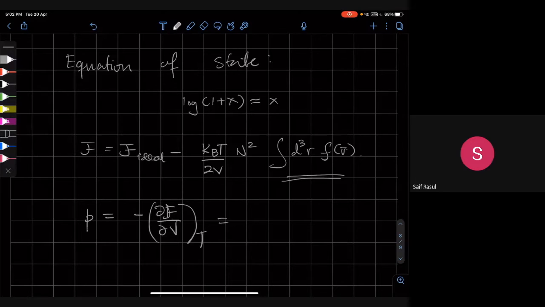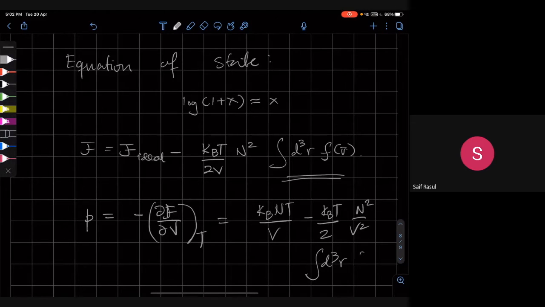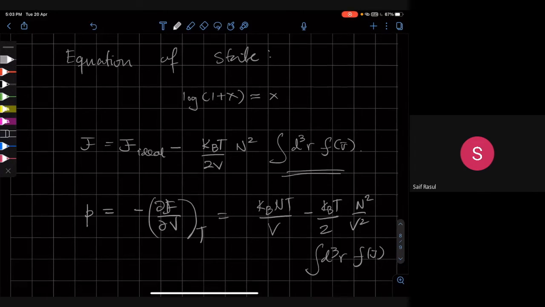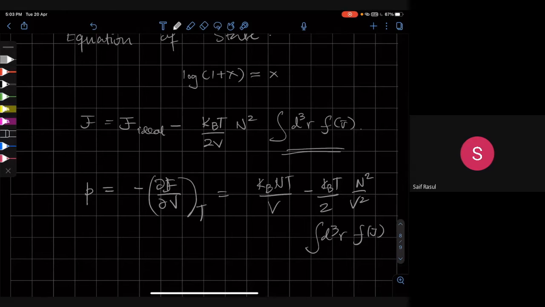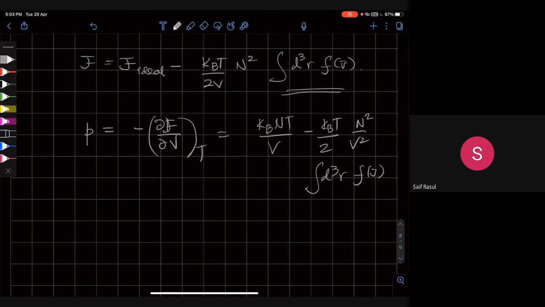and then we're going to have kB n T over V. This is the ideal gas term, and then we're going to have kBT over 2, and then n squared over V squared times this integral. Okay. Now we can show that if your potential is repulsive, then this integral will be negative, and therefore your pressure will increase. Whereas if your interaction is attractive, then the pressure would decrease.